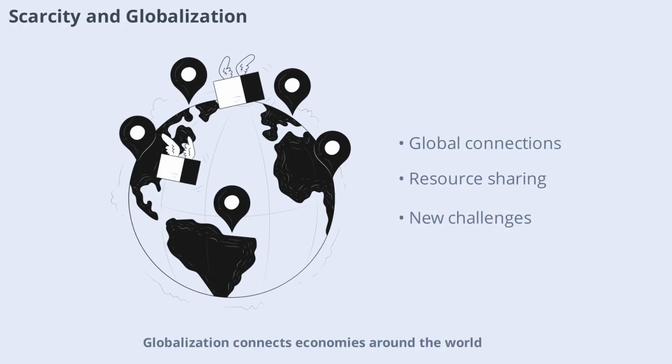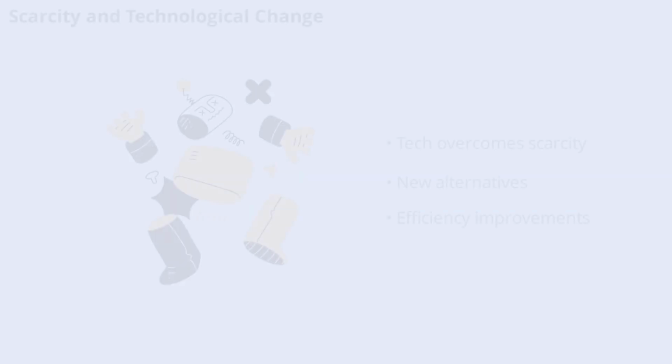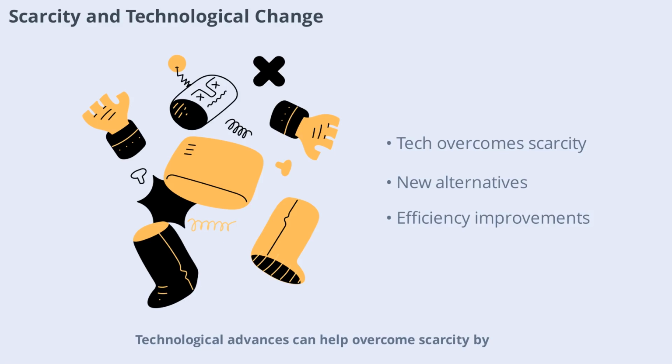Globalization connects economies around the world, allowing countries to trade resources and goods. This can help reduce scarcity in some areas, but it can also create new challenges such as competition for limited resources and environmental concerns. Technological advances can help overcome scarcity by making resources go further or creating new alternatives. For example, renewable energy technologies reduce dependence on fossil fuels. Technology is a powerful tool for addressing the challenges of scarcity.